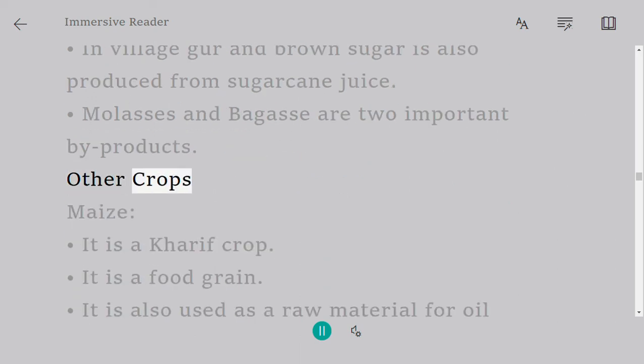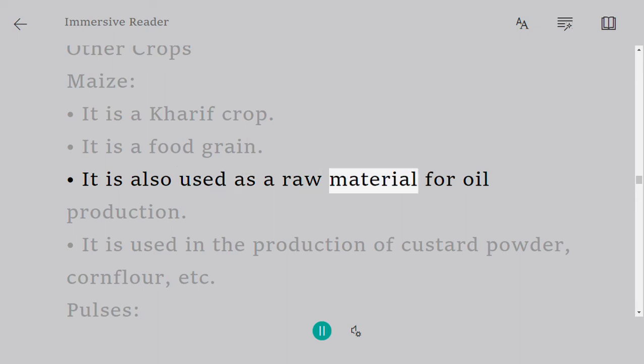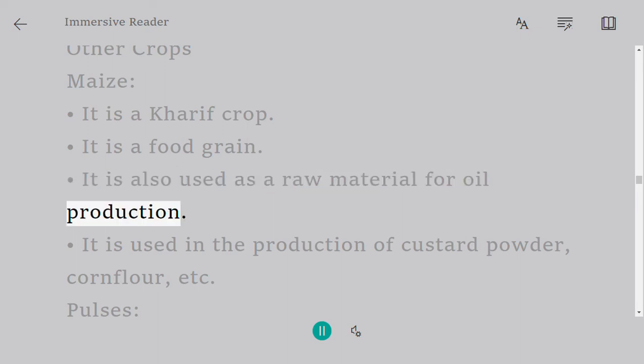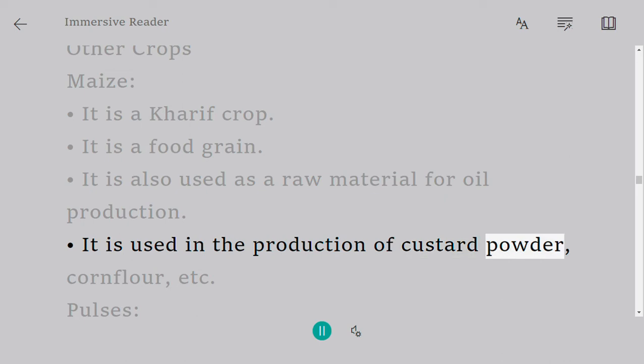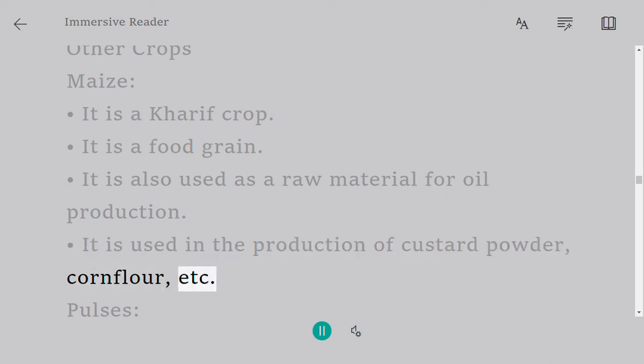Other crops. Maize. It is a kharif crop. It is a food grain. It is also used as a raw material for oil production. It is used in the production of custard powder, corn flour, etc.